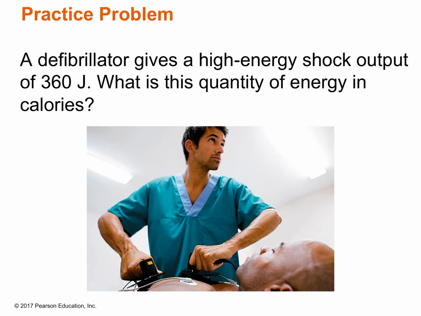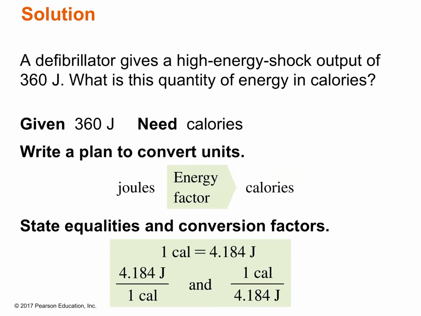A defibrillator gives a high energy shock output of 360 joules. What is this quantity of energy in calories? So we're going to convert from joules into calories. We are given 360 joules. We need calories, so we need to figure out how to get from joules to calories. So we need some equality that's going to relate joules and calories. And we know that one. 1 calorie is equal to 4.184 joules.